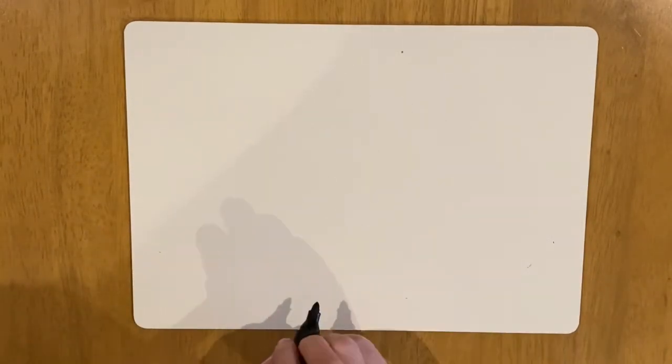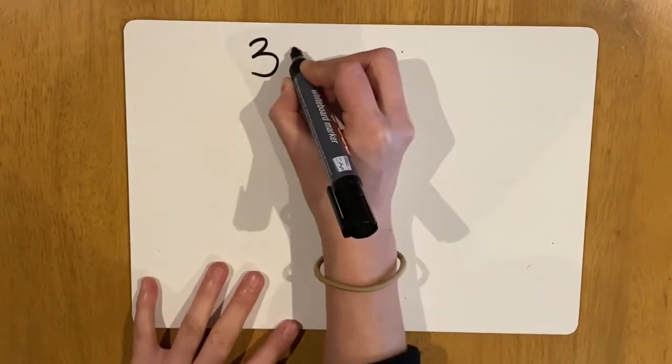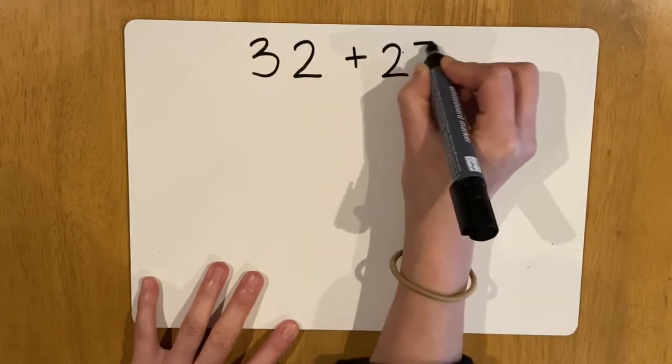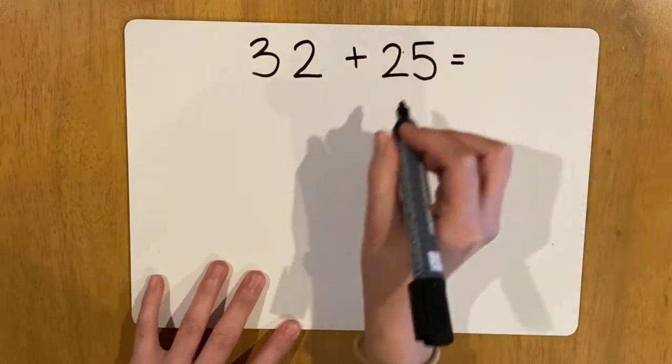Good morning, everybody. Today, we are going to start with some addition revision because we haven't done it in quite some time. The first question we are going to start with is 32 add 25. Now, I want you to use the partition method.